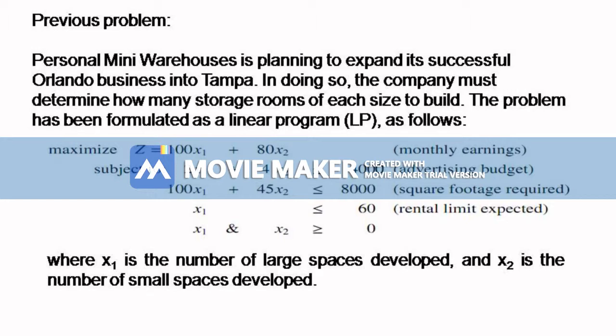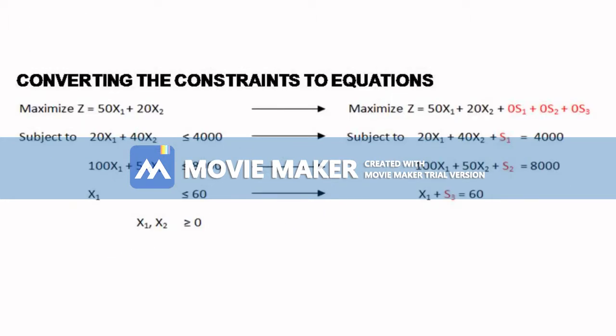So the first step of the Simplex method requires that we convert each inequality constraint in an LP formulation into an equation, and in our problem we are already given the objective function, so we can directly convert the constraints into equations. So less than or equal to constraints, such as in the personal mini warehouses problem, are converted to equations by adding a slack variable to each constraint.